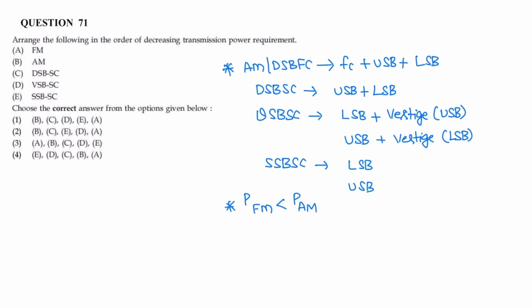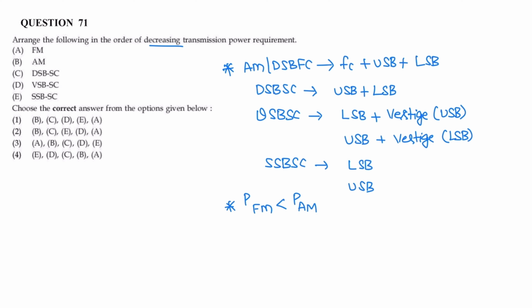So decreasing order of transmission power: FM requires the least power, and the highest power is for conventional AM, followed by double sideband suppressed carrier. So that is BCDEA. Correct option is 1.